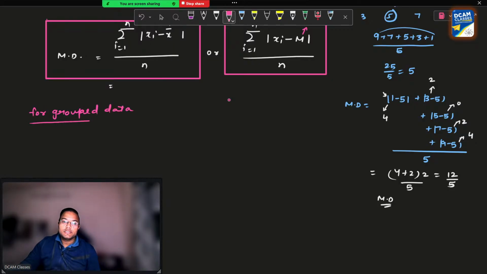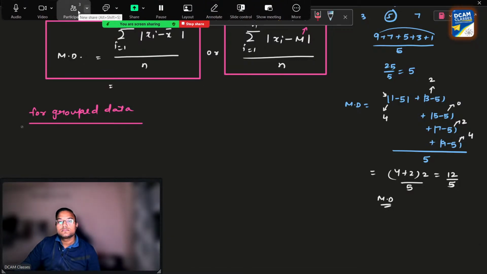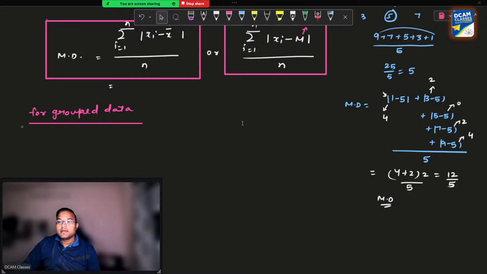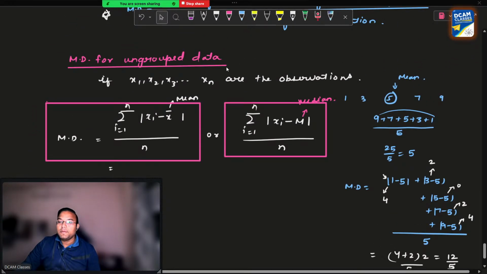What about you, Kanishka? You are able to understand this? Hello, sir. Can you hear me now? Yes, sir. The before part you know, na? The mean, median, how to calculate?